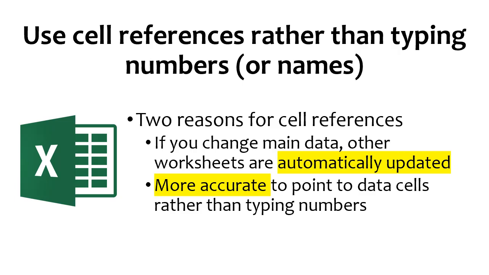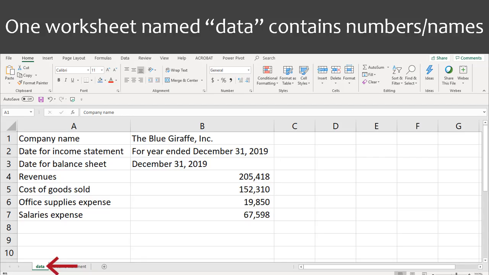Use cell references rather than typing numbers and names whenever possible. Cell references refer to the cell containing the original data. There are two main reasons to use cell references. First, if you change the main data, all other worksheets will be updated automatically. Also, it is much more accurate to point to data cells rather than typing numbers.